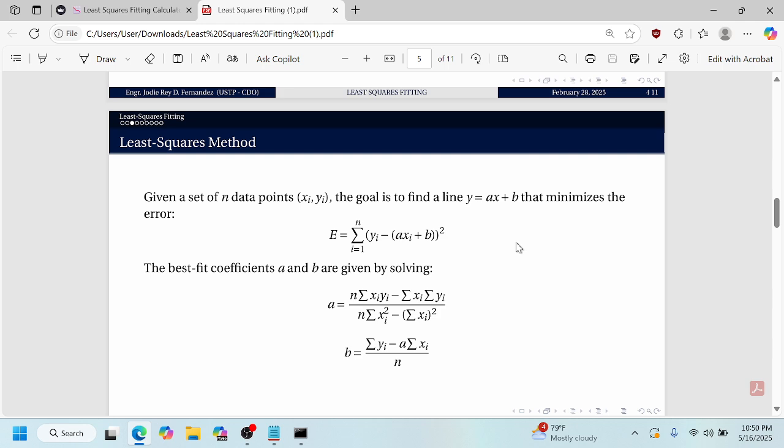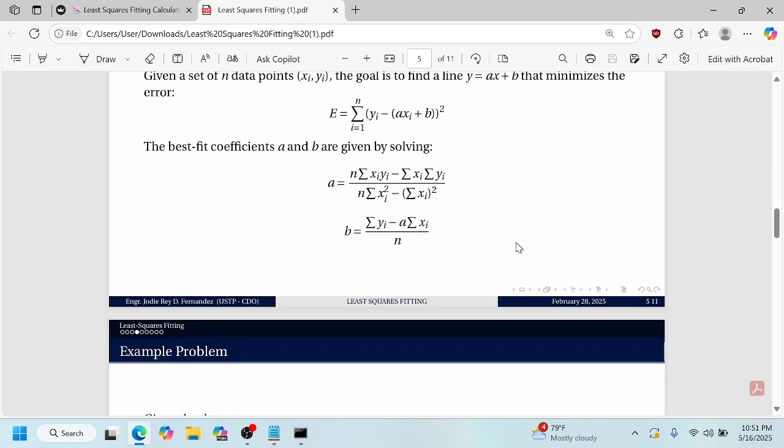b equals the summation of y minus a times the summation of x, over n, where n is the number of data points. The summation of x is the sum of all x values, the summation of y is the sum of all y values, and the summation of xy is the sum of x times y for each pair. And lastly, the summation of x squared is the sum of x squared. This method minimizes the total squared error between the predicted y values and the actual y values. That's why it is called least squares.